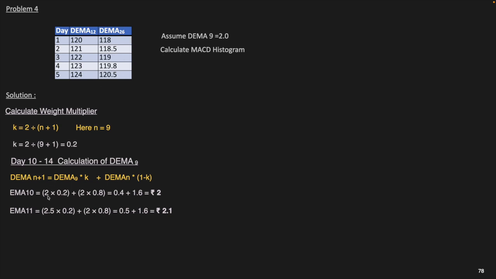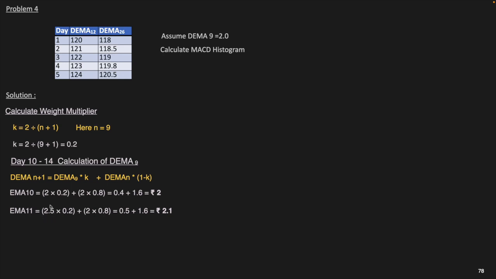That is the 2 we have put into K. What is the K value here? K value is 0.2, which we have calculated just now, plus 2 into 0.8. The first day, that is the ninth day, you can generally say the nth day or n plus 1th day. Nth day is already given here, 2. They said the nth day value of the signal line is 2. The nth day value of the signal line I have put in as 0.8. So you get 2. But for the n plus 2, what is happening?